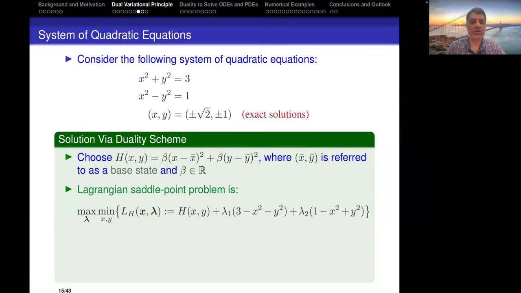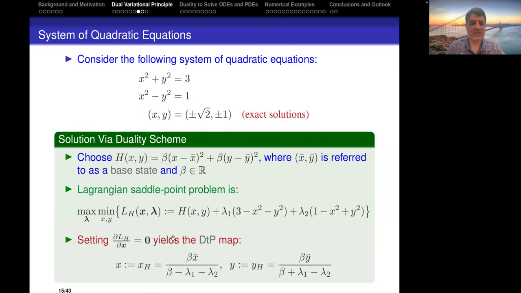You start with the saddle point problem, which is h of x, y plus now lambda 1. Now you have two Lagrange multipliers because I have two equations. So I just form this like this. I set del h by del x to be 0, but now x is a vector, x and y. So you have two equations. So this gives you again an explicit map.